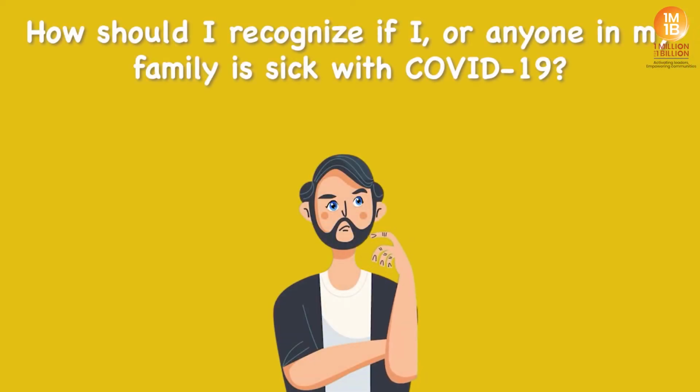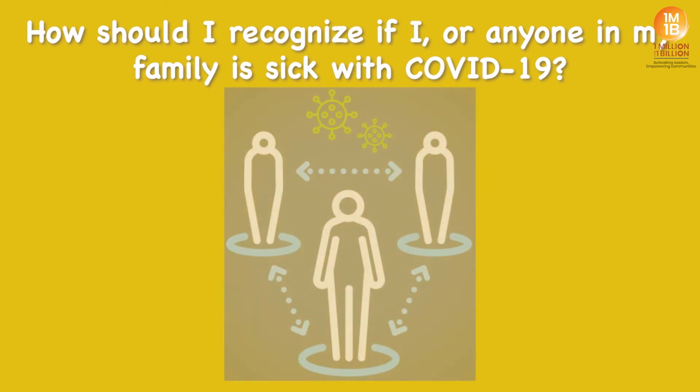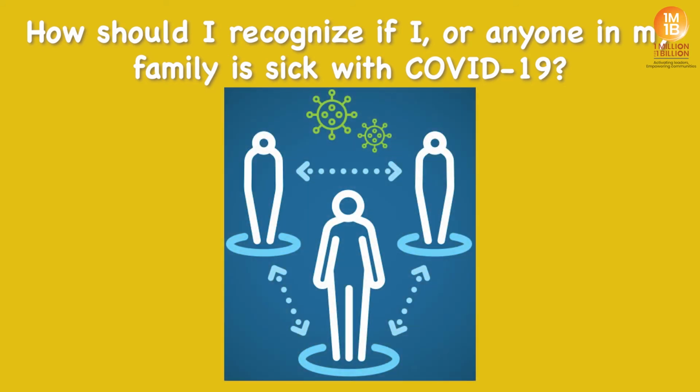Now, how should you recognize if you or anyone in your family is sick with COVID-19, and what should you do? First of all, do not panic. If you have had close physical contact with a COVID-19 patient or visited a public place, self-isolate yourself for 14 days. Keep a check on severity of symptoms. If they increase, call a doctor. If symptoms develop further, testing may be required.